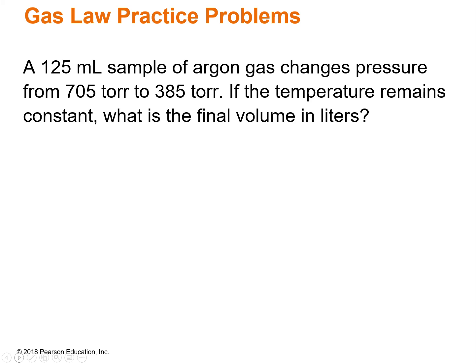I'll leave you with an easier one. This is the last gas law problem, and then we'll move on to a few of the homework problems. So you've got a sample of argon gas with a volume of 125 milliliters. The pressure changes from 705 torr to 385 torr. If the temperature remains constant, what's the final volume in liters?